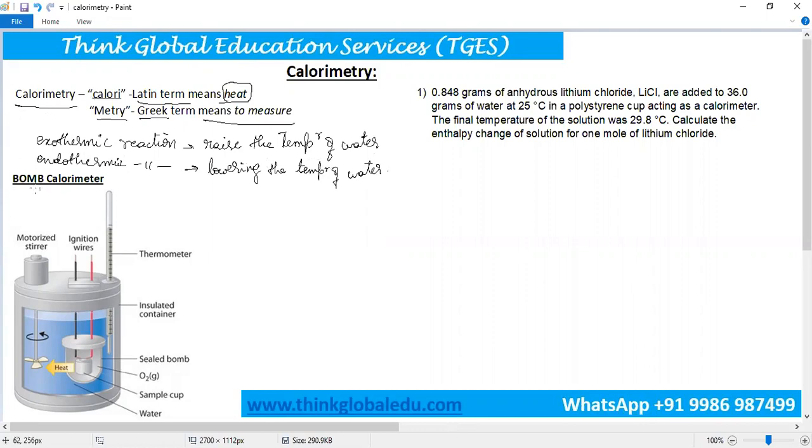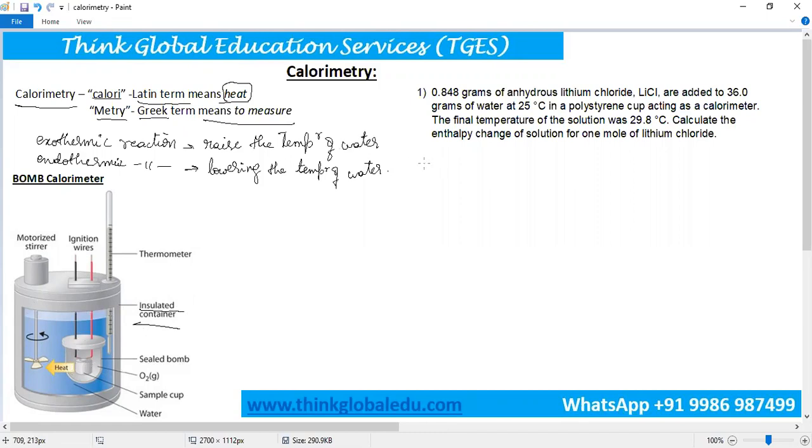In this figure, we see a bomb calorimeter which contains a thermometer to measure the change in temperature of a reaction chamber, a sample cup which contains a reaction sample, and water by which the heat change is transferred from the sample to the water in an exothermic reaction, whereas in the case of an endothermic reaction, water will give out heat to the sample. And we have a stirrer to maintain a uniform temperature all through the system. The whole experimental setup is kept in an insulated container so that there would be no heat loss from the system to the surroundings.